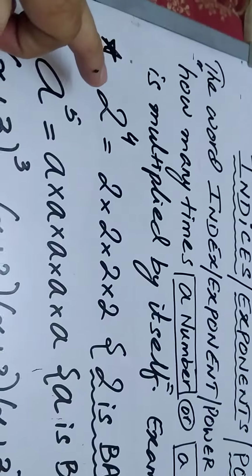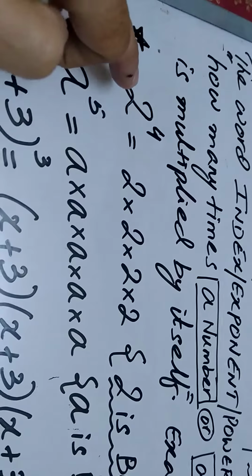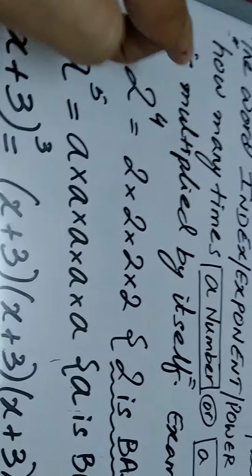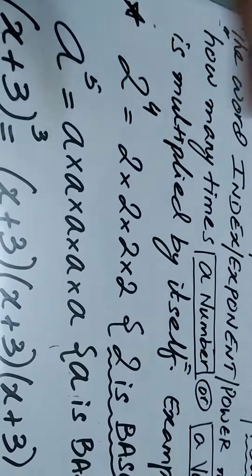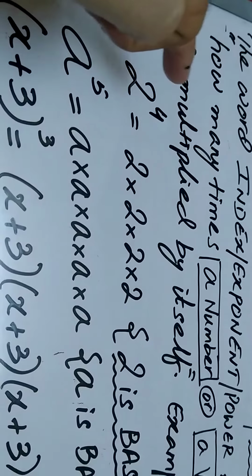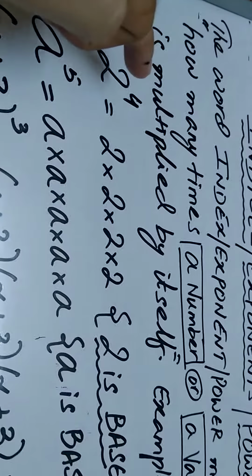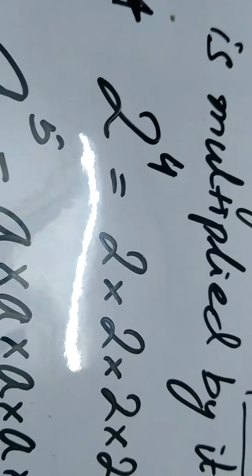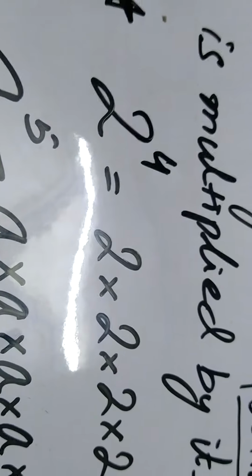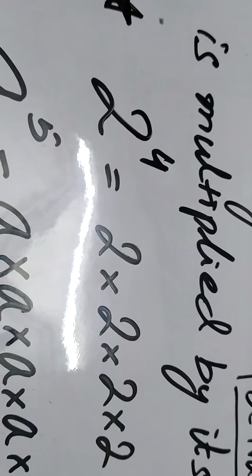For example, if I say 2 power 4, this is my first example, 2 power 4. So remember, this 2 is called a base and this 4 is called power also. Normally you call it power, but there are two more words, index and exponent. So what does this power mean? 2 is the base and this 4 is called the index also, exponent also or power also. So what is meant by the word index, power or exponent?